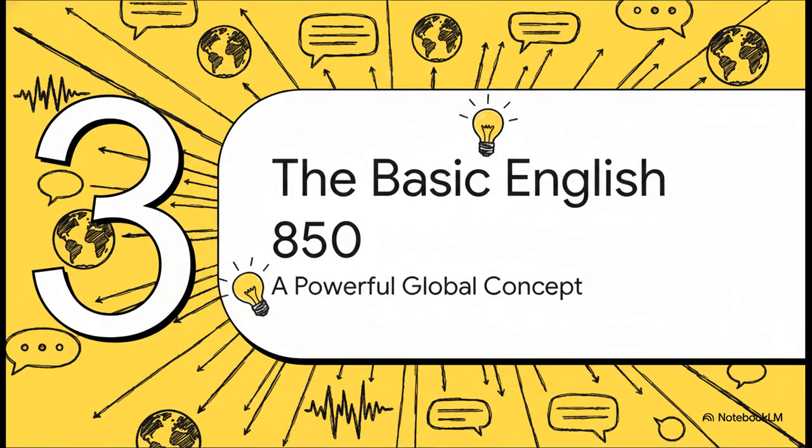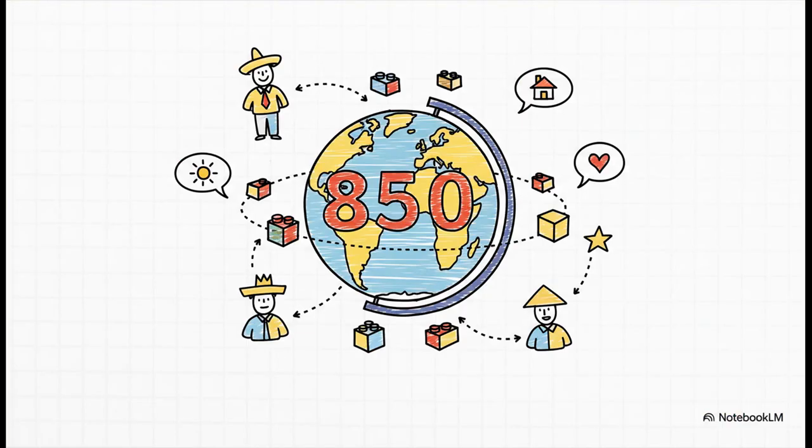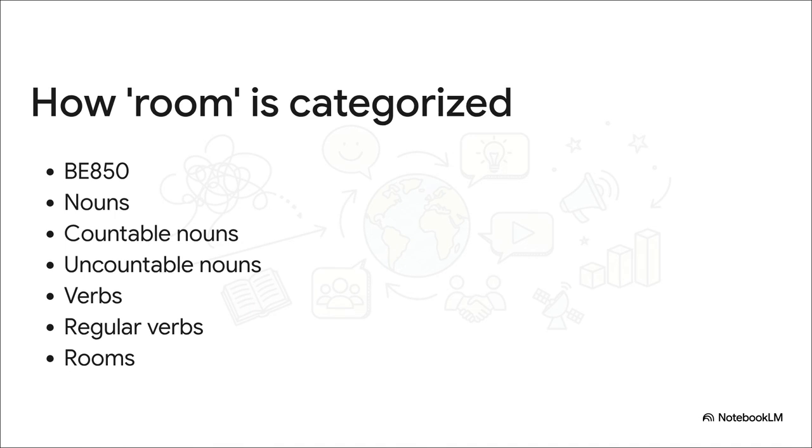This is where our simple, everyday word connects to this powerful global concept. So, what is it? Well, Basic English 850 is a carefully chosen list of 850 essential English words. It was designed to be a simplified version of the language, a tool for super clear, straightforward international communication. Think of it like English stripped down to its most fundamental building blocks, so that pretty much anyone, anywhere, can communicate big ideas.